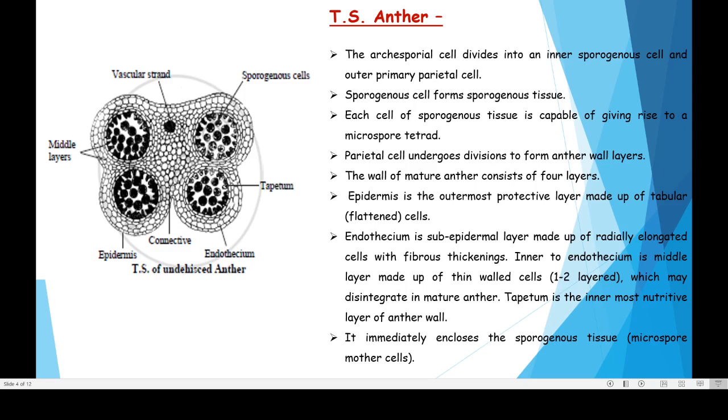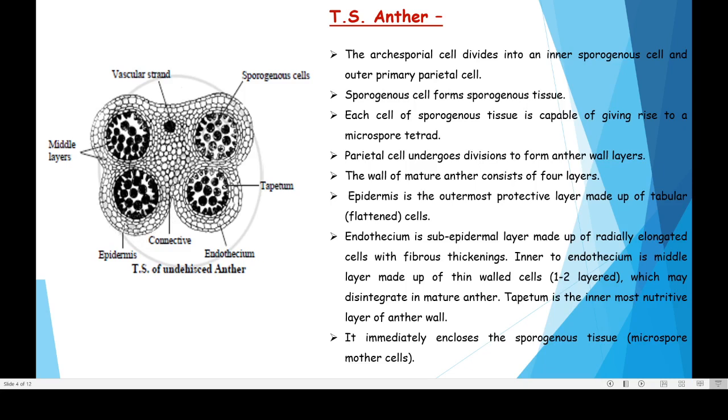So again it will be called a tetrasporangiate structure. Now if we see this transverse section of the anther, then we will find that each sporangium has 4 wall layers. The outermost wall is known as epidermis. Here you can see the outermost wall is known as epidermis.